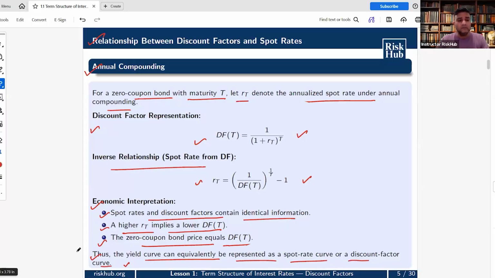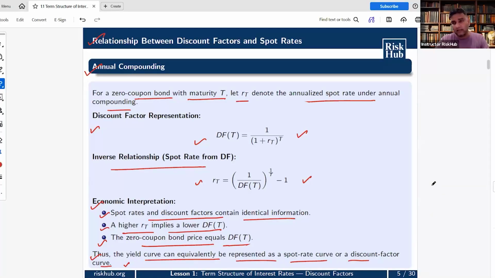Okay. So if you look at the relationship between discount factor and spot rates, what's given on the slide is the same formula which you have seen earlier. These two formulas are given because the second formula runs the first formula backwards. Total growth over t years, taking the t-th root turns total growth into growth per year, and subtracting one, the principal, leaves the rate.